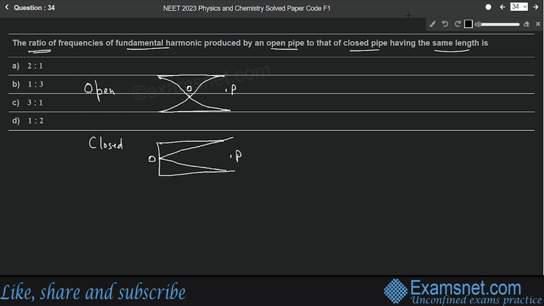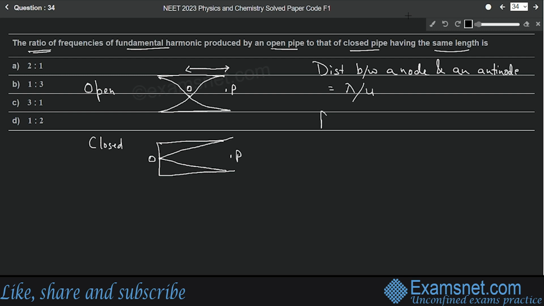What is the distance between a node and an antinode? That is equal to lambda by 4. We know that the distance between a node and an antinode is equal to lambda by 4.